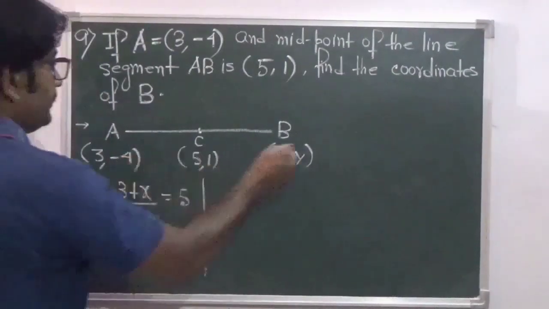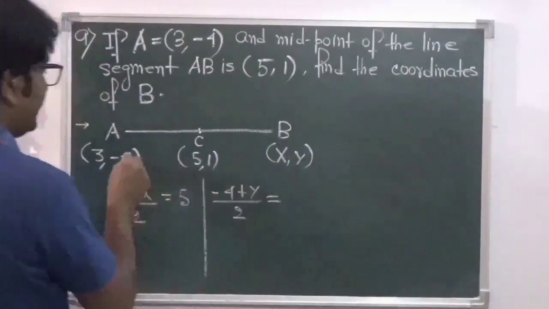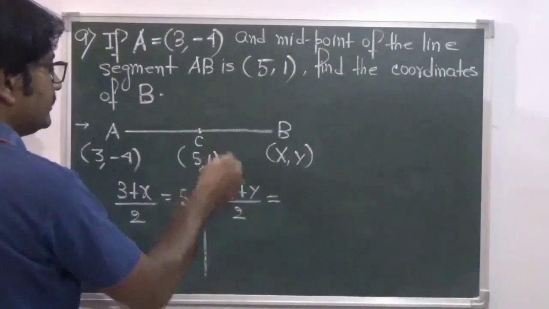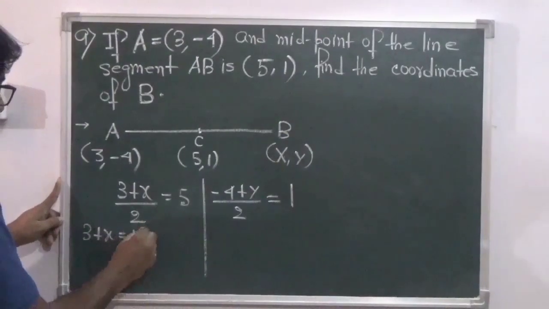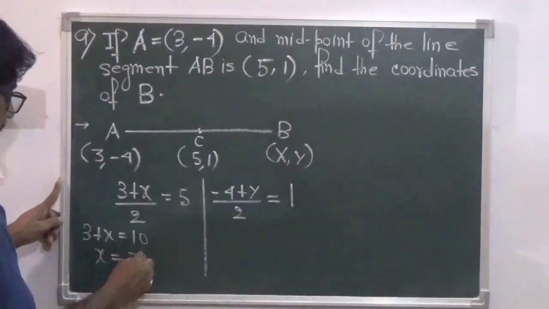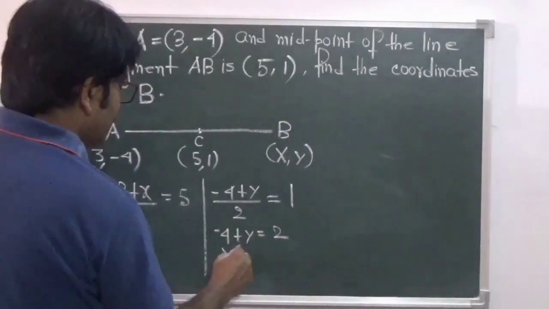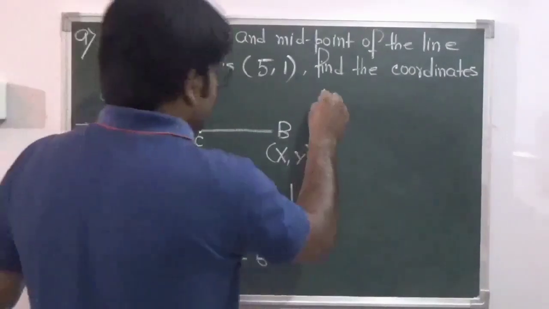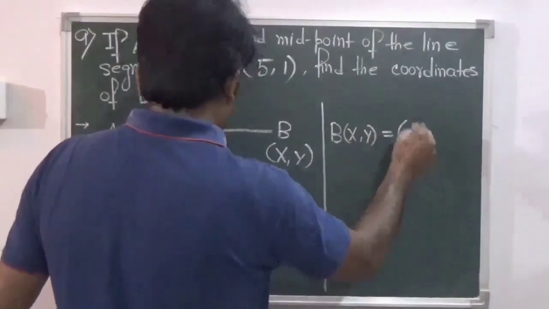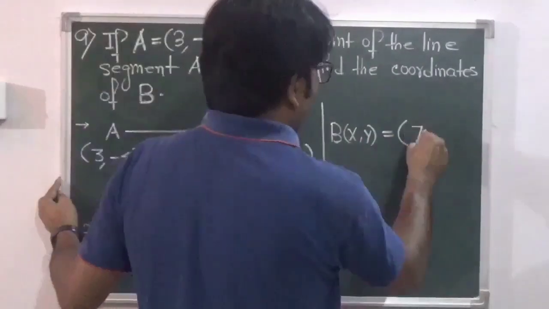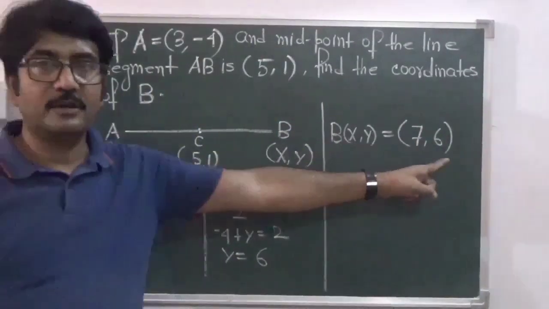Similarly, (-4 + y)/2 equals 1. So we have 3 + x equals 10, or x equals 7. Here it is -4 + y equals 2, or y equals 6. So finally the point B (x, y) is (7, 6). So the coordinates of the point B are (7, 6).